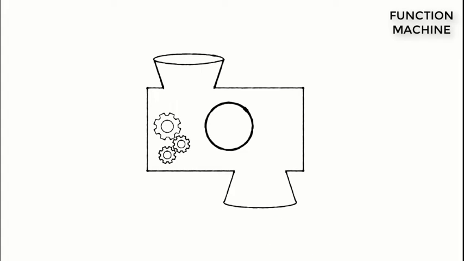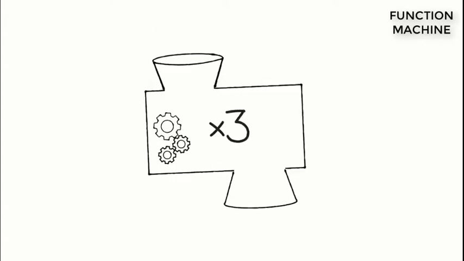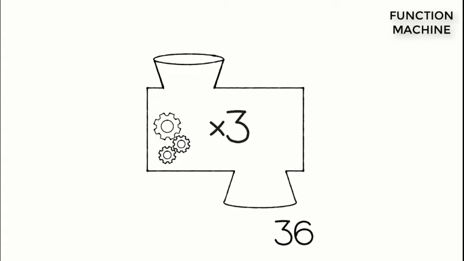Now let's switch our machine. Instead of taking shapes and turning them into circles, it'll take numbers and multiply them by 3. This time, our input is 12. We put 12 in the machine, let it run, and the output is 36, because 12 times 3 is 36. Let's add another machine.